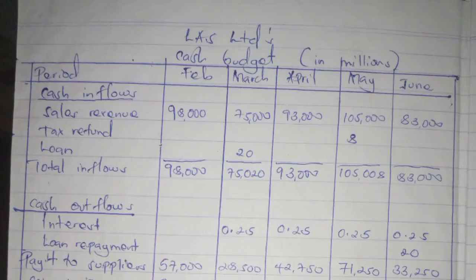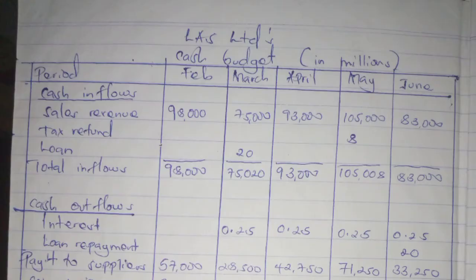From the sales schedule, in Feb, we had the sales revenue of 98,000. In March, we had 75,000. In April, we had 93,000. In May, we had 105,000. In June, we had 83,000. Then, under cash inflows, we still had a tax refund in May, and it was 8 million. Since the figures are in millions, we shall only record 8.